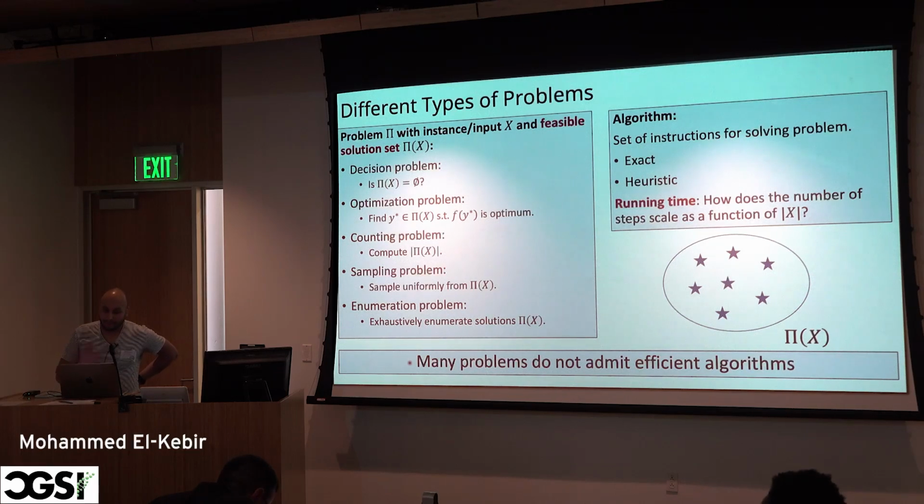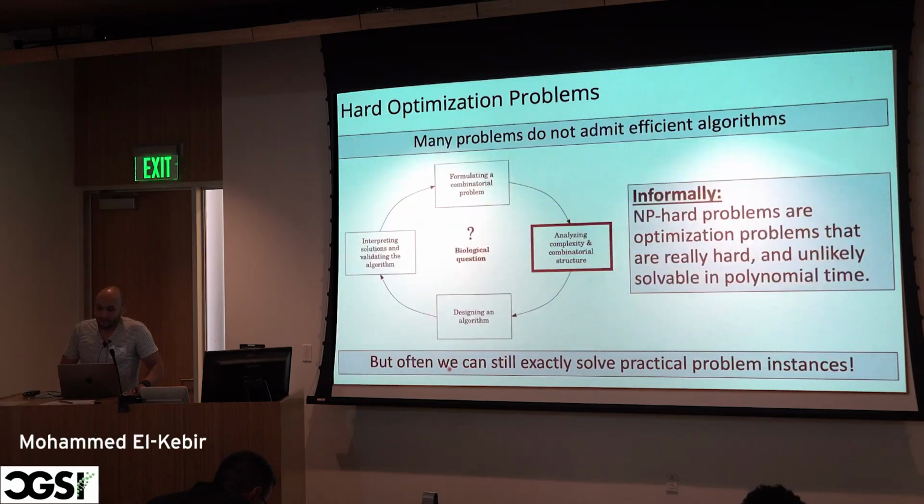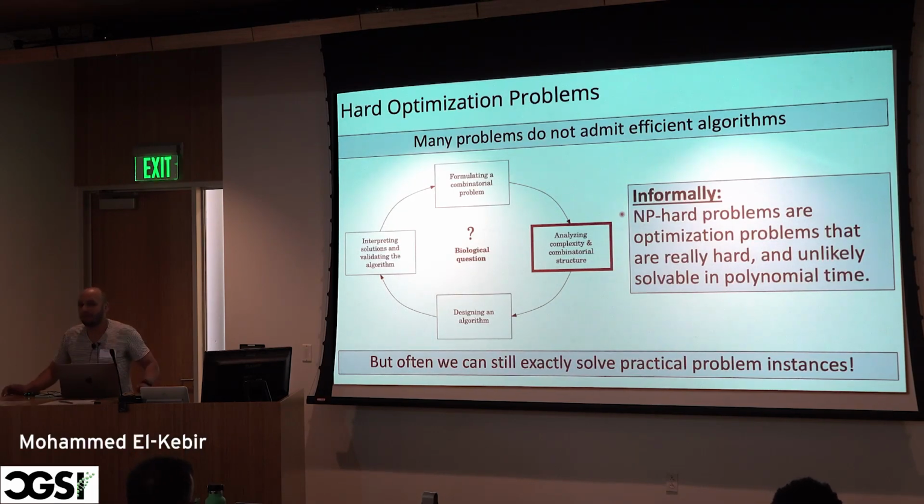Now the interesting thing is, a lot of problems in computational biology do not admit efficient algorithms, okay? So to say this a little bit more formally, a lot of problems in comp bio are NP-hard. And what this actually means is that it's really unlikely that you'll be able to find an exact algorithm that runs in polynomial time. And exact means it gives you the optimal solution, okay?